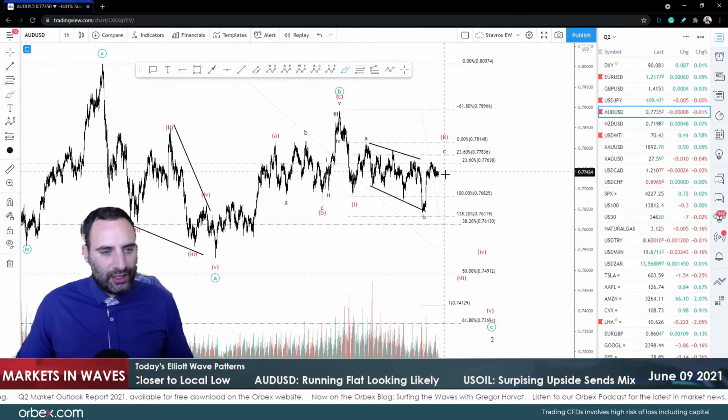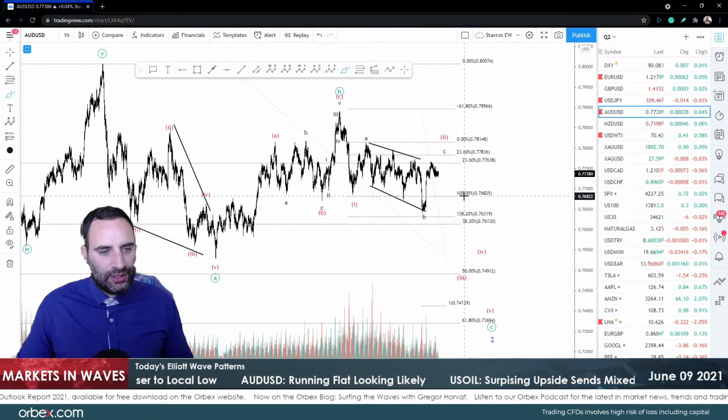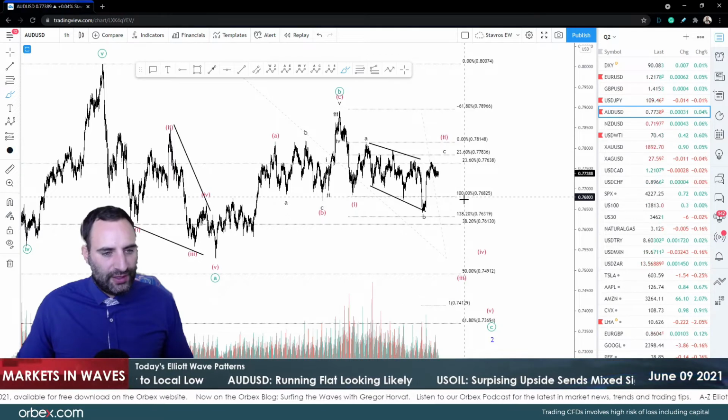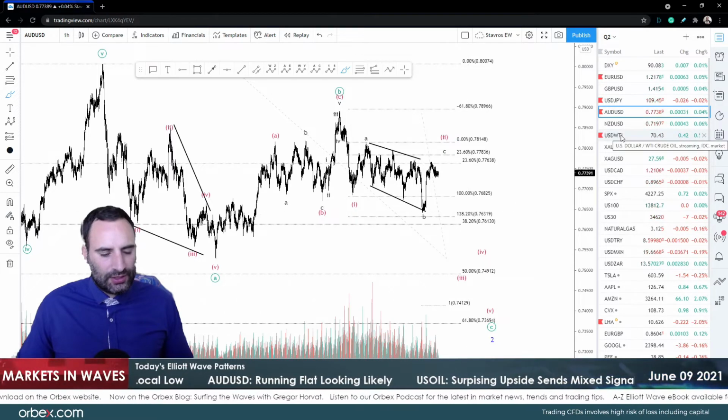Now, should we move lower? Of course, the first target is the previous low, but between that, we need 76.22 to break first, and then we're going to look at 76.41, guys. Okay, this is for the Aussie.